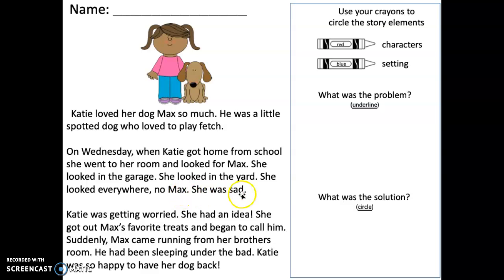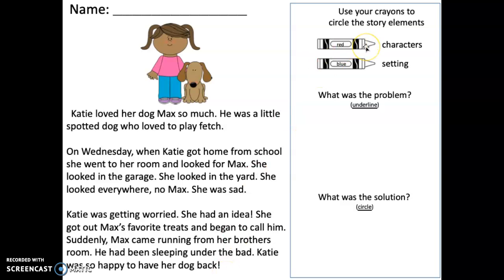She was sad. Katie was getting worried. She had an idea. She got out Max's favorite treats and began to call him. But suddenly, Max came running out of her brother's room. He had been sleeping under the bed. Katie was so happy to have her dog back.